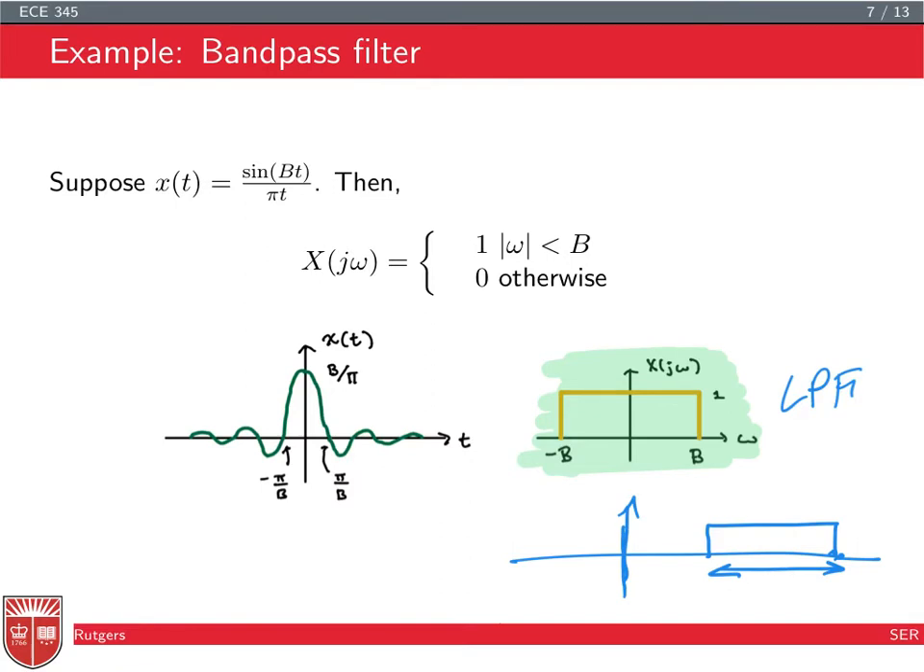Now, this is the bandpass filter. The question is how to construct it. If you look at it for a second, you can see that the bandpass filter is a shifted version of the spectrum of the low-pass filter. So it's a frequency shift, and we can just apply the frequency shift property. The low-pass filter is a sinc function in the time domain, and to do a frequency shift I have to multiply by e^(j omega 0 t).